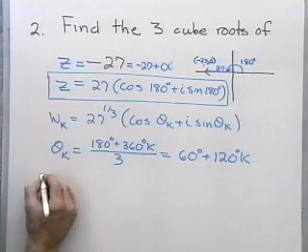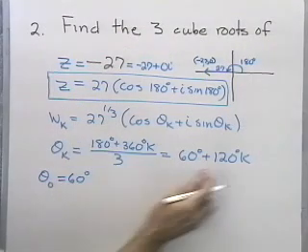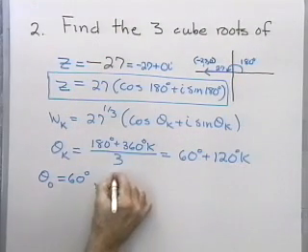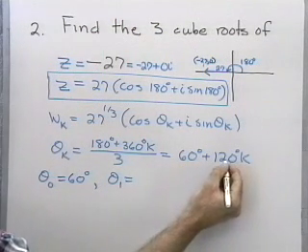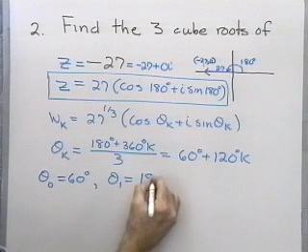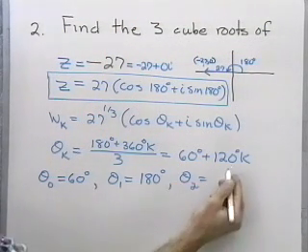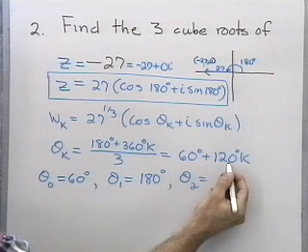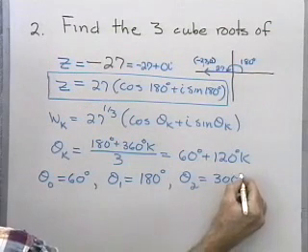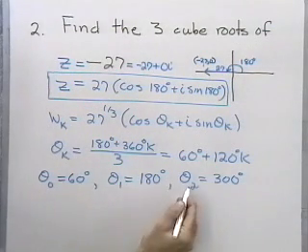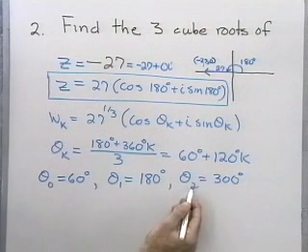So theta sub 0 is equal to 60 degrees when I put 0 in for k. Theta sub 1 is equal to 60 degrees plus 120 times 1, so that's 120 plus 60, or 180 degrees. And theta sub 2 is equal to 2 times 120, which is 240, plus 60 degrees, which will be 300 degrees. So here are my 3 angles, theta sub 0, theta sub 1, and theta sub 2.